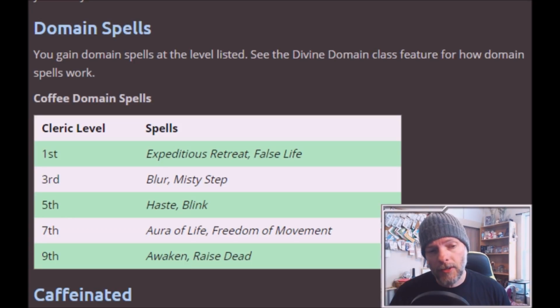Now, I believe Andrith has picked a really good group of domain spells that kind of tie into how coffee affects a person, as far as it is a stimulant that speeds you up as far as your mind and sometimes even your body. So Haste, Blink, Blur, and Misty Step are all spells that could derive from having your morning cup of coffee or having too much coffee. It also ties into an awakening theme, smelling that coffee when you first wake up, and raising the dead. I mean, just the power of coffee. So a really good group of domain spells, and we'll talk more about spells here in just a little bit.